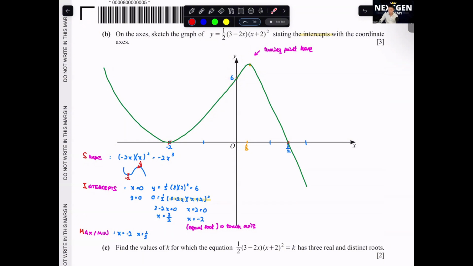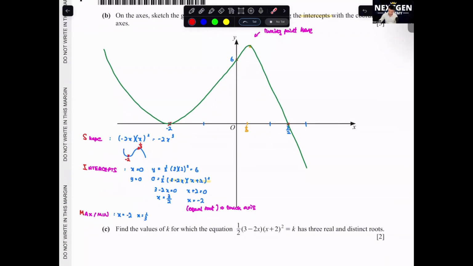Okay, even if the question doesn't ask you to find where is the turning point, let's say from the first question, you need to roughly estimate it. Okay, roughly estimate. Can? Okay, if no question, let's move on to question C.